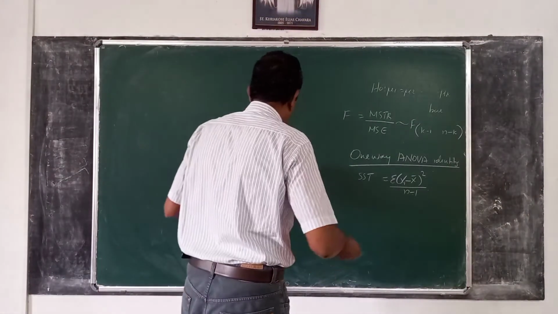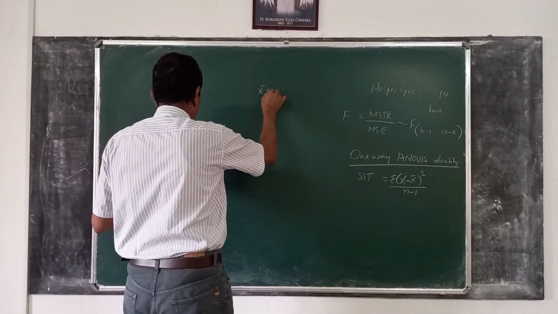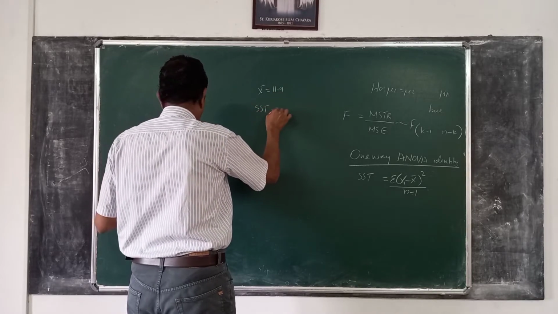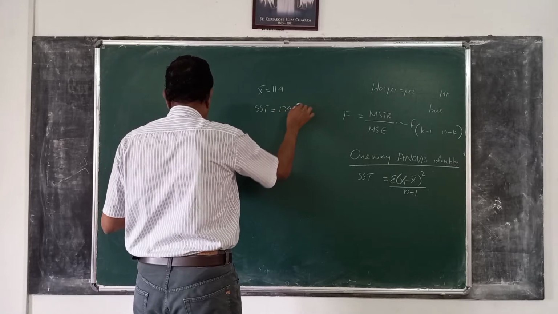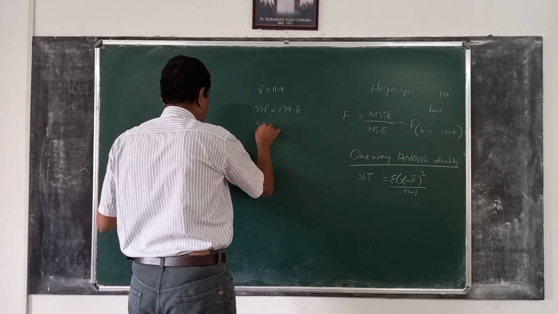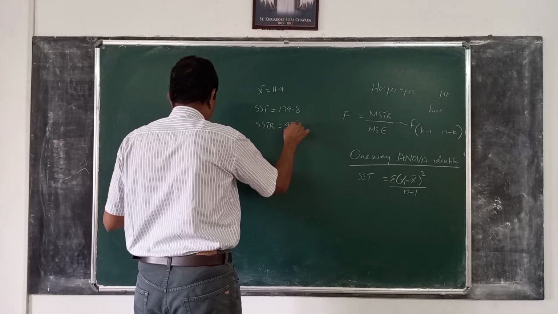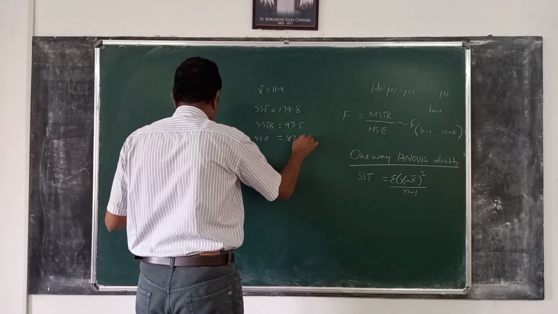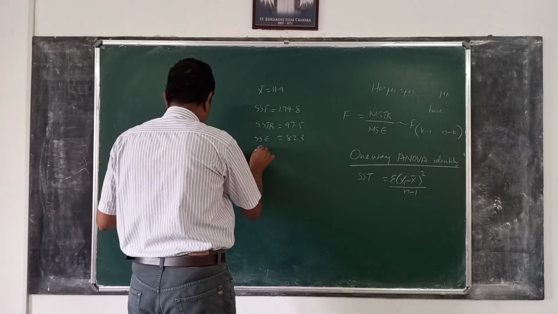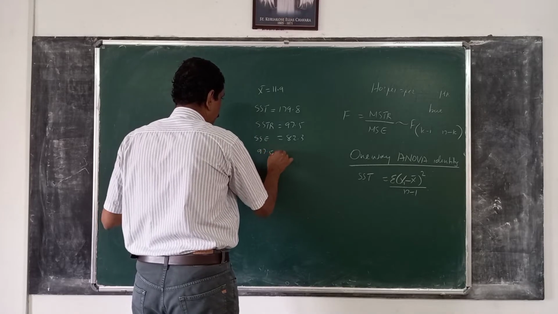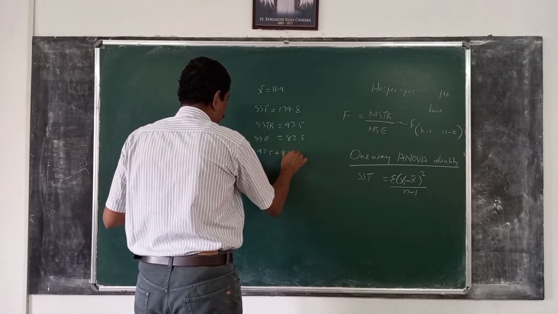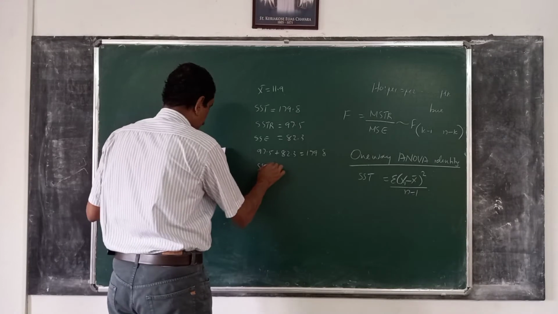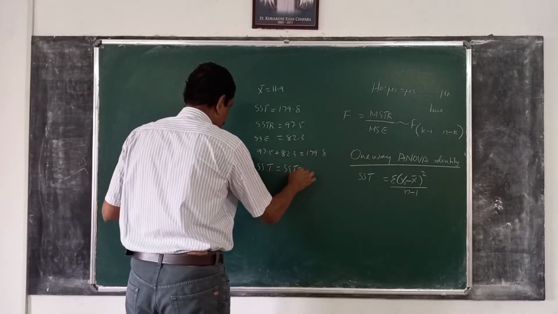Now, in the example we have considered, x bar is equal to 11.1 and SST, applying the formula, becomes 179.8. And we know that SSTR is equal to 97.5, SSE is equal to 82.3, and it follows that 97.5 plus 82.3 is equal to 179.8. That means SST is equal to SSTR plus SSE.